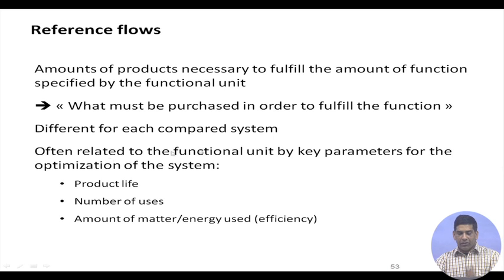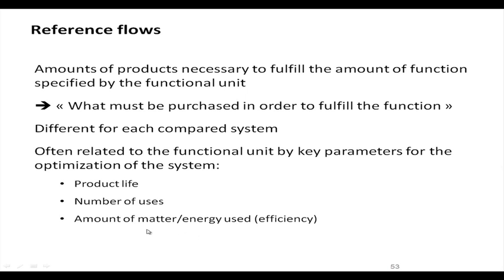And then they are related to the functional unit by the key parameters for the optimization based on the product life, because the paper plate life was 1 meal serving. China plate, you can serve multiple meals. It depends on the number of uses, how many times you can use it, and also efficiency, the amount of matter and energy used. That's how you look at the reference flow.